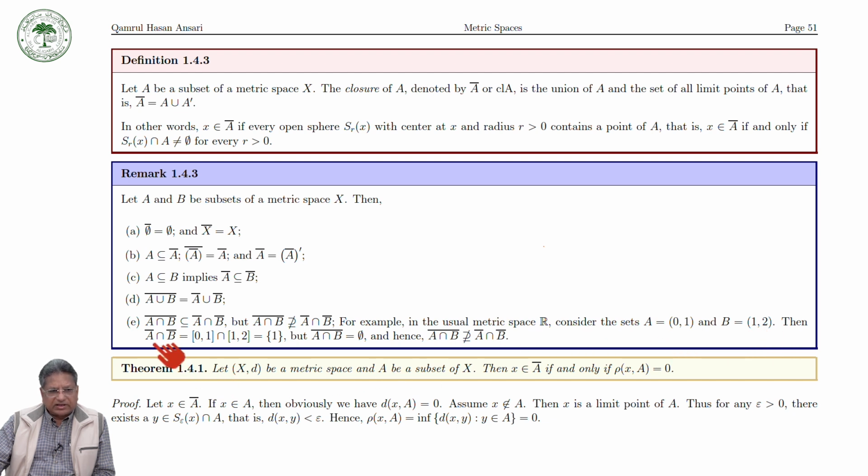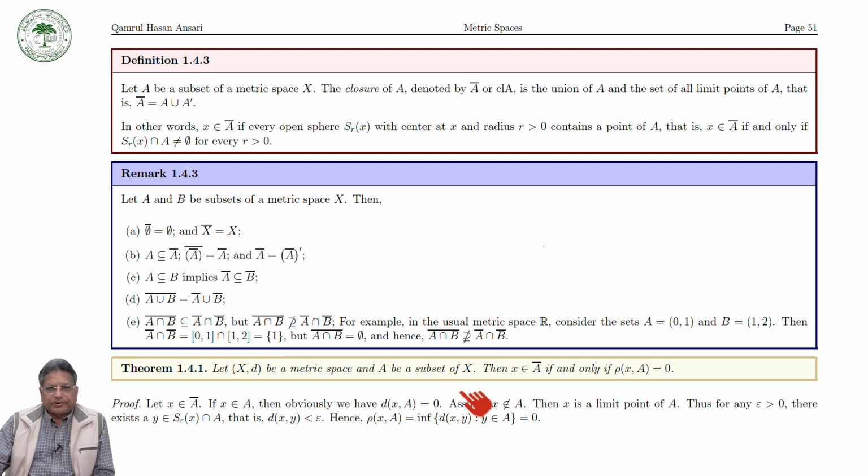Then the intersection of closure of A and closure of B is equal to the closed interval [0, 1] intersection closure, and so it is equal to {1}. But if you take A intersection B, what is it equal to? It is equal to empty. And the closure of the empty set is empty, so this is equal to the empty set. But here you see that this is {1} and this is empty, and therefore closure of A intersection closure of B may not be a subset of the closure of A intersection B.